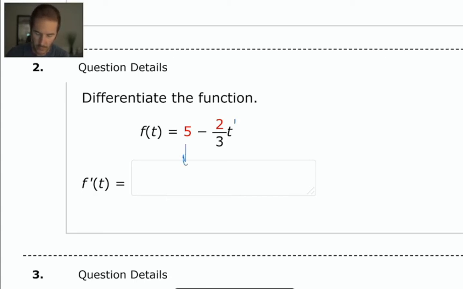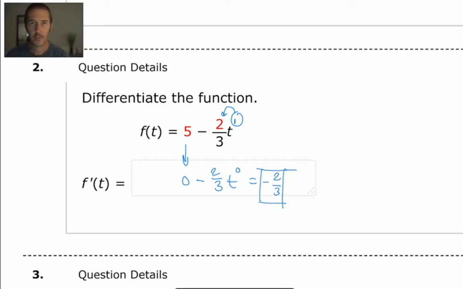In which case the derivative of 5 is equal to 0. I'm going to bring down the minus sign. I'm going to take this exponent of 1 and multiply it by the existing coefficient, 2/3. So 1 times 2/3 is 2/3. I'll keep the variable, and then I'll decrease the exponent by 1, which makes it an exponent of 0. Anything to the power of 0 is equal to 1. Therefore, this really says 0 minus 2/3 times 1. Well, really, that's just negative 2/3, because t to the 0 is equal to 1. So in this problem, my answer would be negative 2/3.